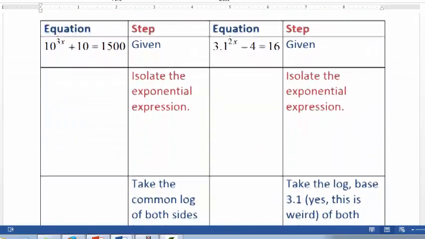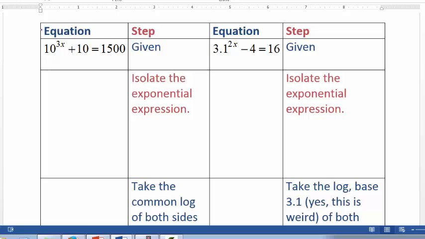And then, of course, what I do is I just give you a couple, right? So start with this one on the left here. 10 to the 3x plus 10 equals 1500. So where's the exponential expression? It's right here. It's 10 to the 3x. So our first step is just going to be to isolate that 10 to the 3x. So right now it's being added to, right? So to undo the addition of 10 to it, we subtract 10 from both sides. So now it's isolated because the 10 and the negative 10 cancel. So we just have 10 to the 3x equals 1500 minus 10, which is just 1490.